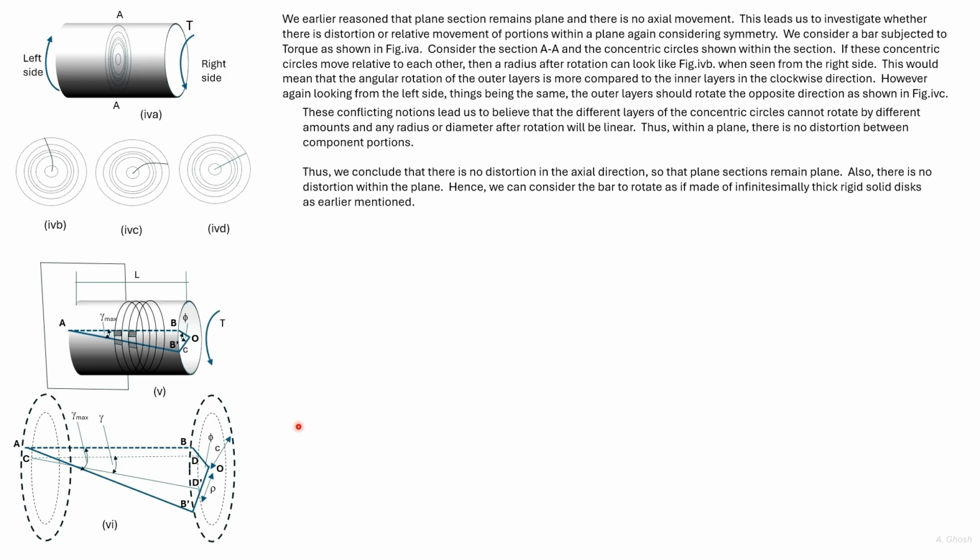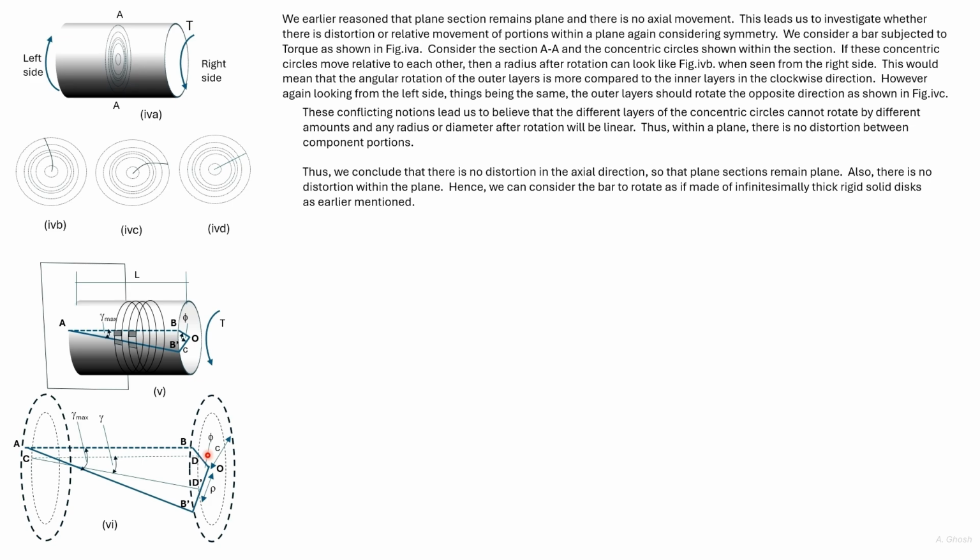We earlier mentioned that the straight line OB after application of the torque becomes OB dash. That would mean that the point D now moves to point D dash. The corresponding strain gamma, as we see, is due to D moving to D dash.